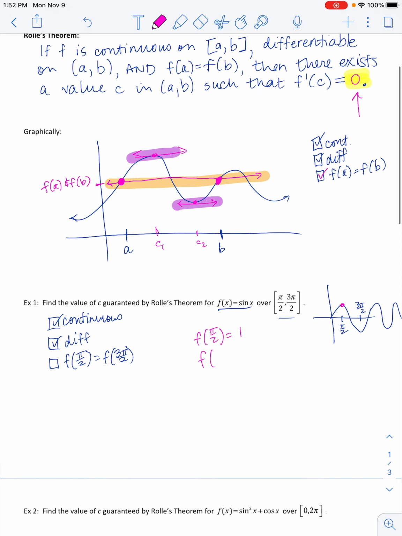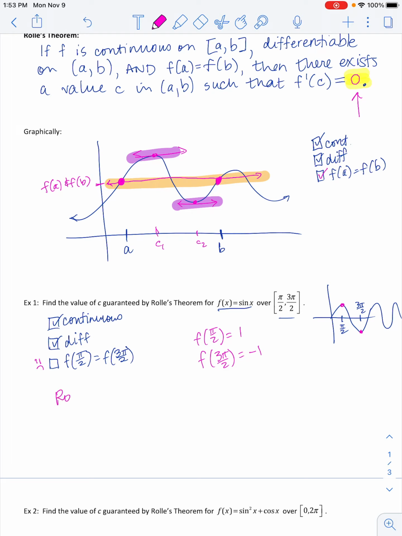And f of 3 pi halves, if you plug it in or if you know your unit circle, actually is negative 1. So no, Rolle's theorem does not exist on this interval. Since we can't find the value of c, we have to eloquently state why we cannot do it.